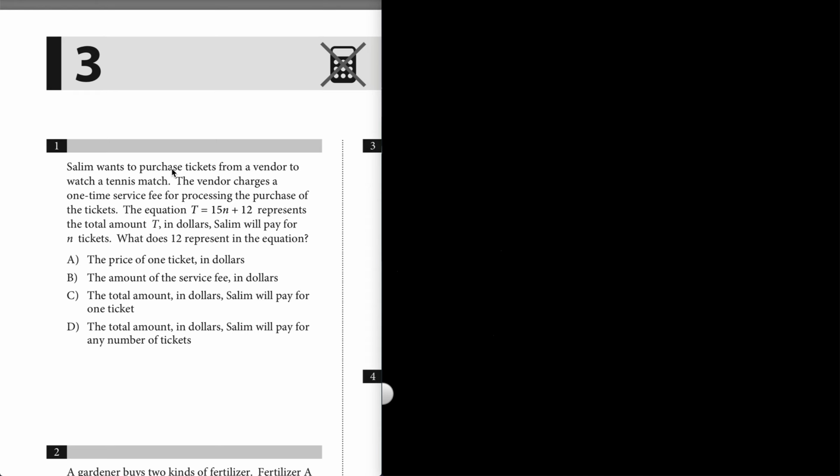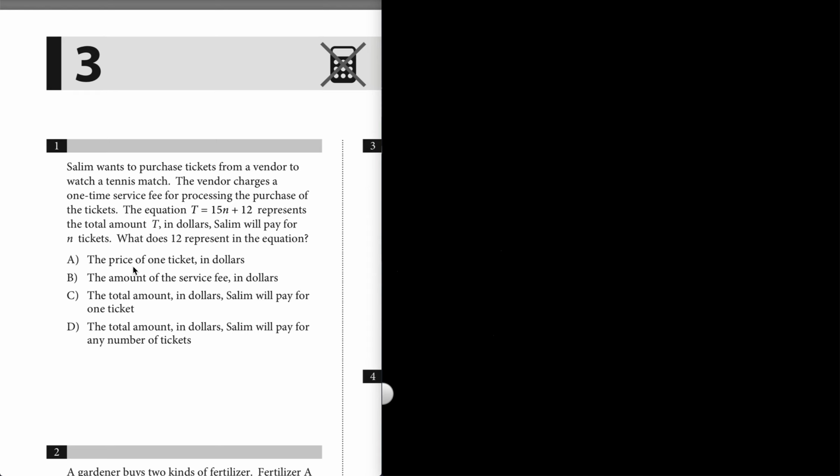So the second sentence said, the vendor charges a one-time service fee. And in this case, if we plug in 0 for n, that means the person is buying 0 tickets, T would still equal 12. So that means no matter how many tickets we buy, we have to pay that $12. So that $12 is probably the service fee. So let's look at the answers.